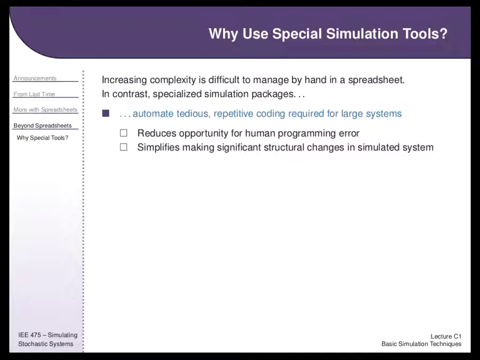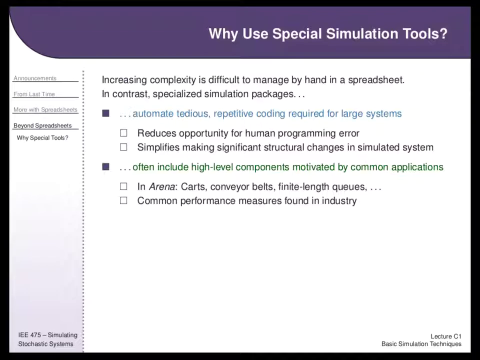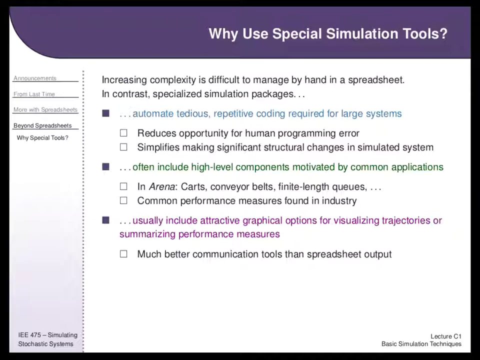So why do we use simulation tools? They automate tedious coding that can lead into errors. They often include high-level components that reduce the work for you. So in Arena, there's actually carts, conveyor belts, finite length queues that are already done for you. You don't have to build them yourself. And they usually include these graphical options that are a lot nicer to look at than these spreadsheets. And so that's what we'll start into.